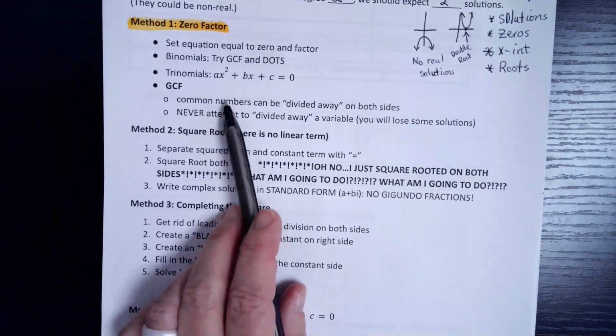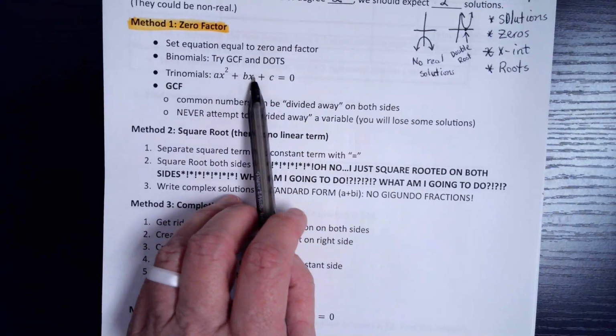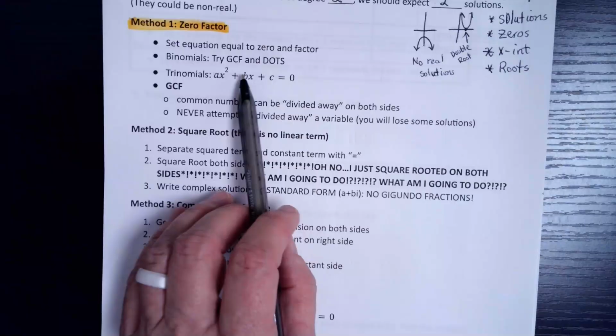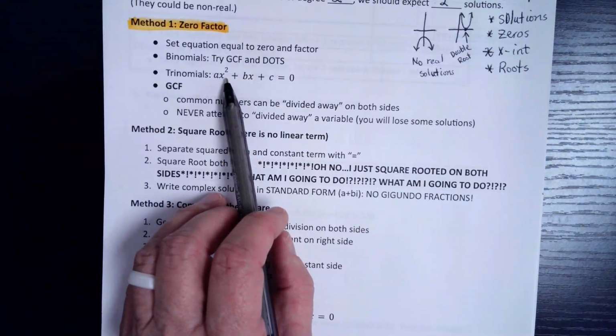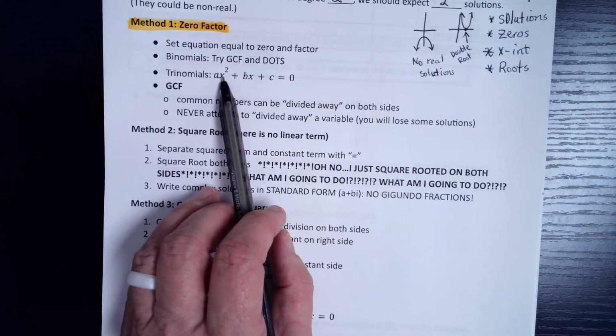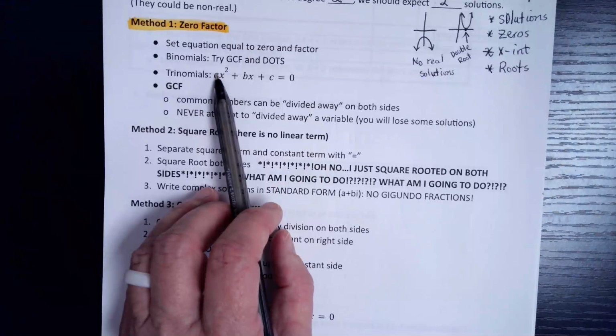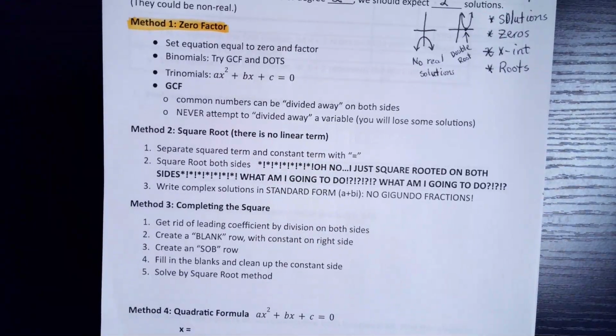Now, if they are trinomials, you want to have ax squared plus bx plus c, that format. And I really recommend that you never have a leading negative here. It is almost impossible to factor with a leading negative. So either factor out the negative, or if this is negative, move everything to the other side and put the 0 in front. Okay?